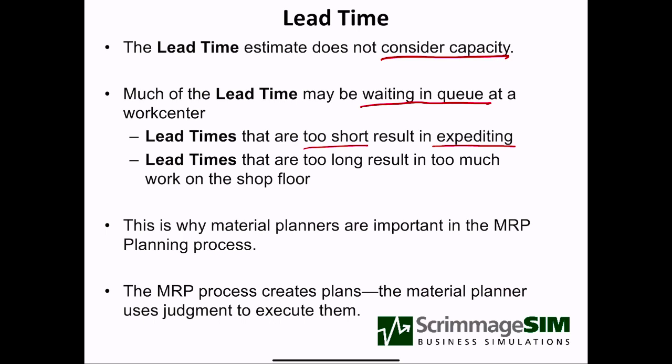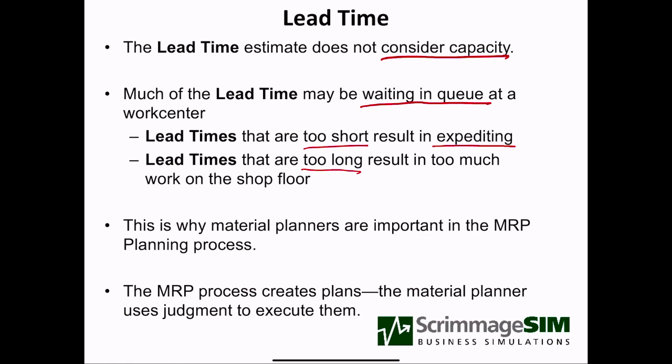Conversely, if lead times are too long, orders are released too early in the production facility, too much work is on the shop floor, backing up and requiring extensive material handling. Managing lead times is challenging because they depend on capacity. The more capacity there is, the quicker things get through the facility. The more capacity is being used, the slower things get through the production facility.